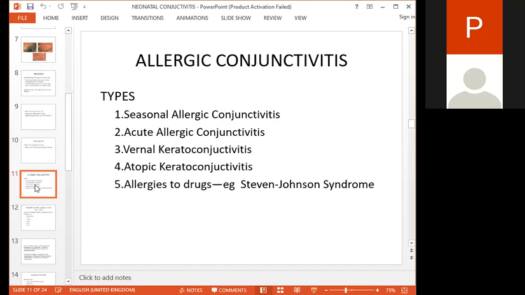The other conjunctivitis is allergic conjunctivitis, what we call seasonal allergic conjunctivitis. It's an acute allergic conjunctivitis. Vernal keratoconjunctivitis. I'm sure you've heard of vernal. We talked about vernal some time back. Or atopic keratoconjunctivitis. Allergies to drugs can also occur. But with vernal keratoconjunctivitis or atopic keratoconjunctivitis, this usually is from pollen, and it is seasonal.